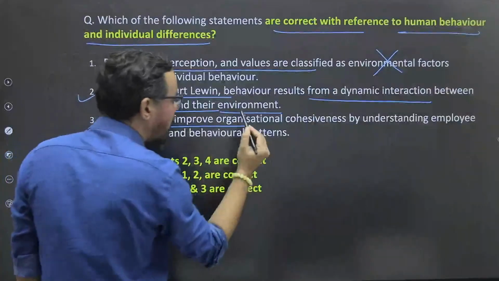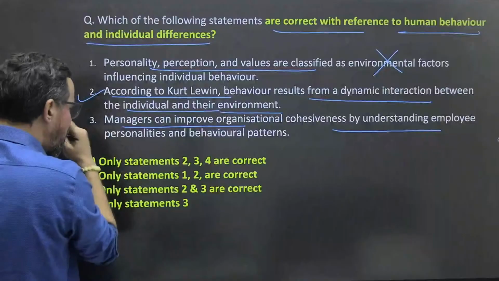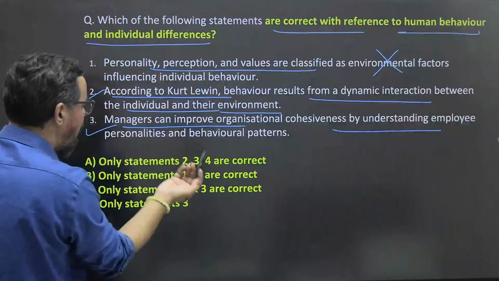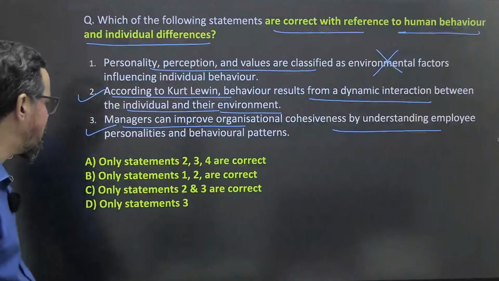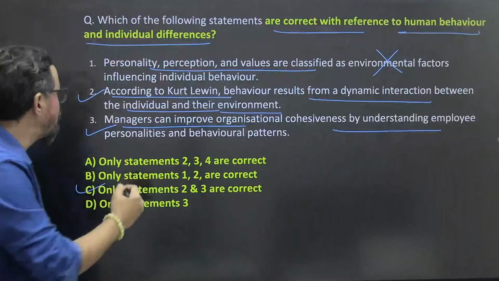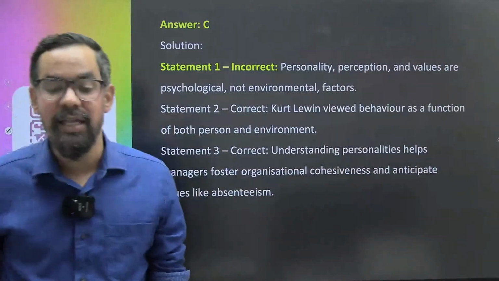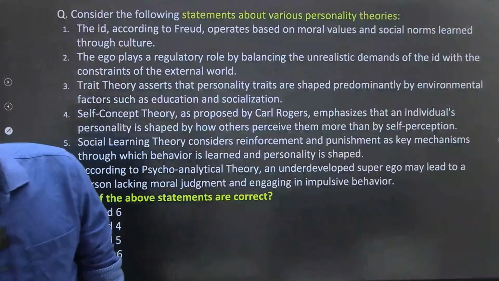Managers can improve organizational cohesiveness by understanding employees' personalities and behavioral patterns. ठीक है, so what will be your correct answer? We do not have any option 4 here. ठीक है, so 2 and 3, option C should be the right answer for this particular question. Correct? Why are people not answering this one? ये तो बहुत आसान था ना. चलो बताओ अगला क्वेश्चन गाइस.